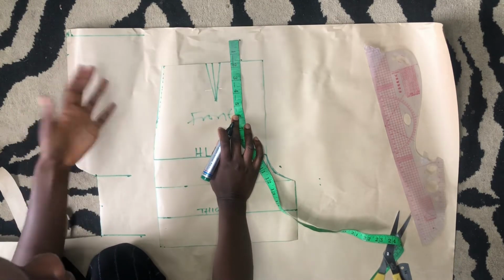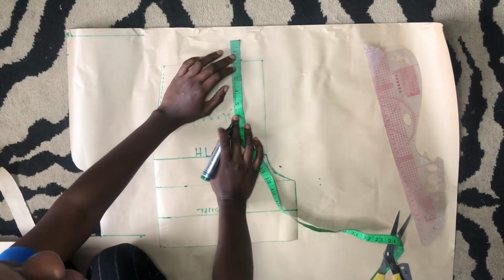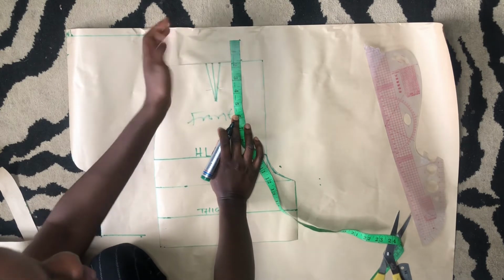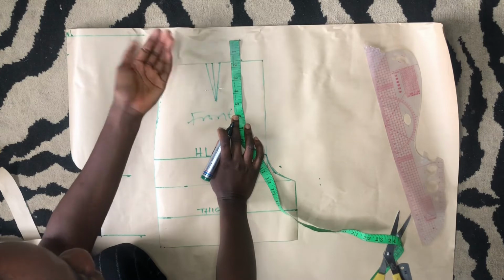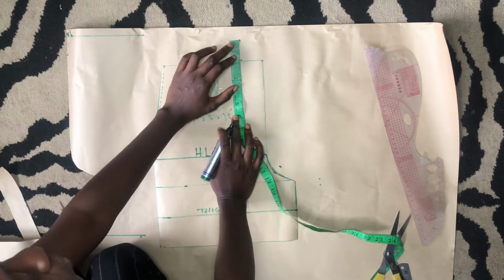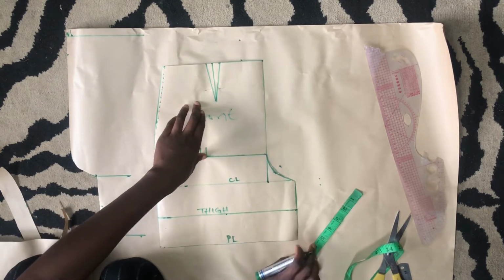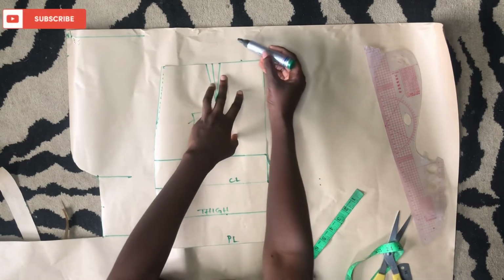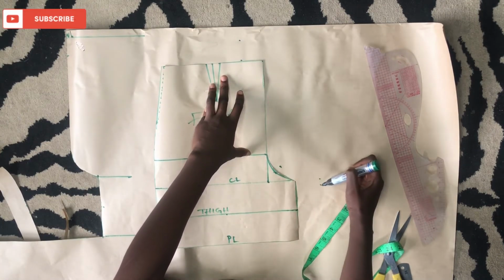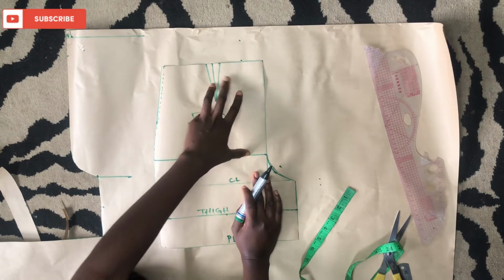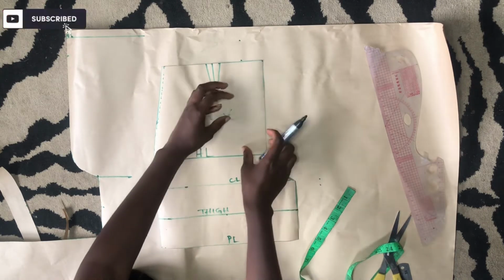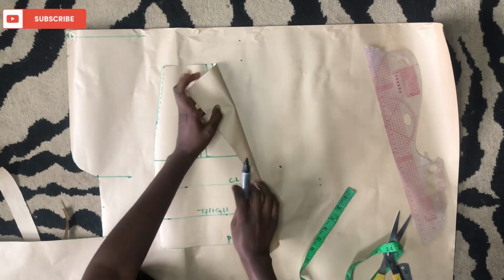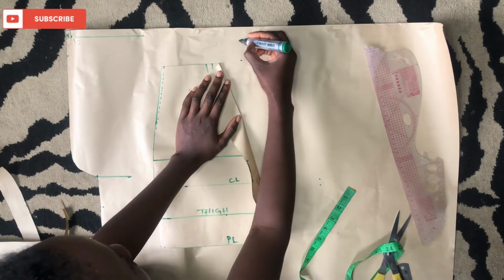Depends on how big. If you are very big, you can go up by 2.5. But if you are moderately big, you can go up by 2. But because I'm on the small side, I'll be going up by 1.5. So now from this, you're going to be connecting all these points together, and that's how you get your curve for the back. So now I'll just do this way, make it easier for me.